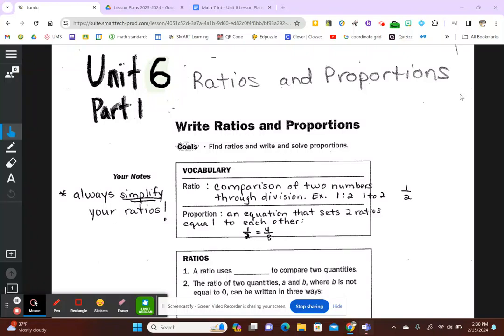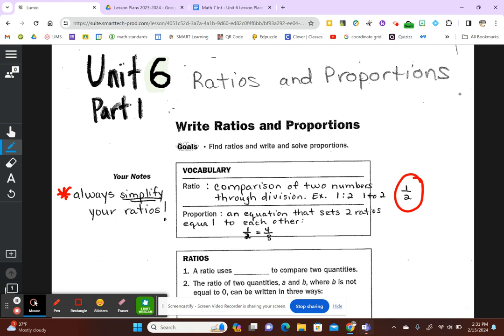Okay, so we're now in Unit 6, which is ratios and proportions, and we're starting with Part 1. In Part 1, we go over some definitions: a ratio is a comparison of two numbers through division. So you might see it as 1 colon 2, 1 to 2, or the way we're really always going to use it, as a fraction, 1 over 2. But the fraction bar does mean division. And we should always simplify our ratios. So remember that, because you will be marked off if you do not simplify your ratio.